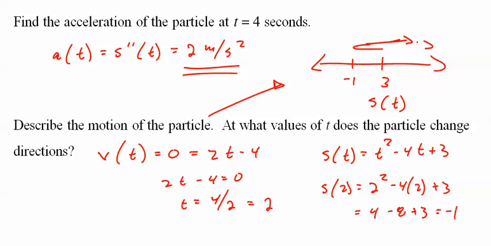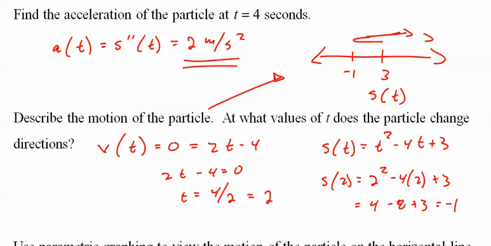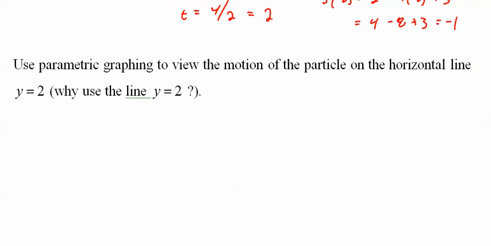Then it takes off and starts going positive. Want to see it? Me too. My computer's giving me a hard time here, so let's do it on the calculator. And we put it up on the line y equals 2 because it's hard to see when it's on the line y equals 0.